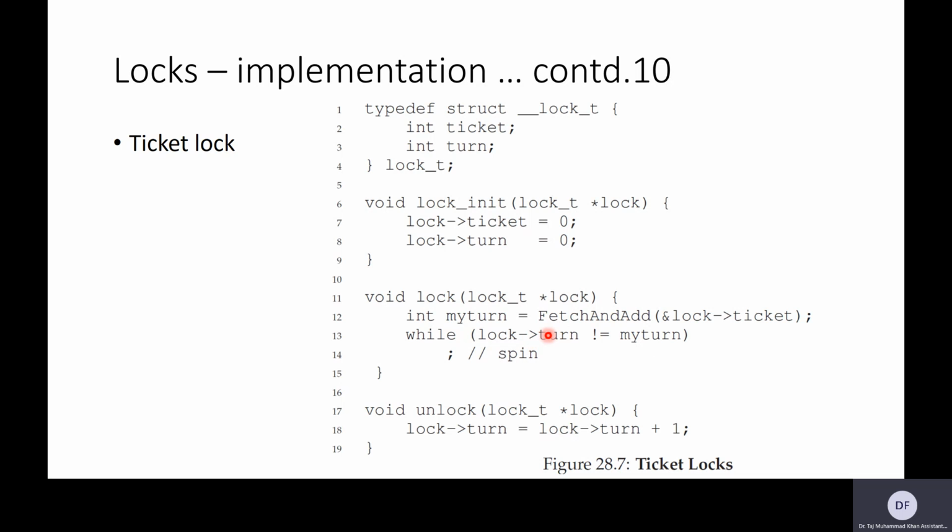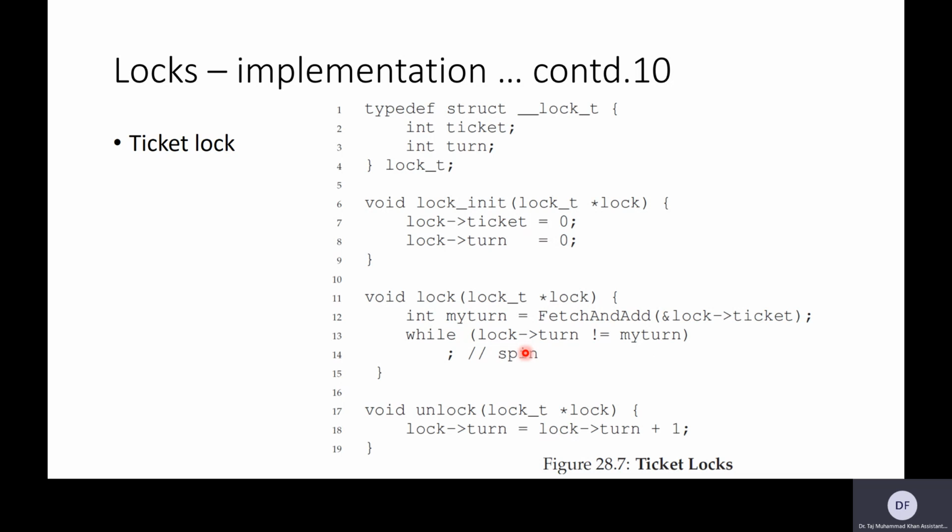Lock arrow turn is 0. Okay, it was 0 in the start and still 0. So it is not equal to my turn, which is 1 for this second thread. Okay, so this condition is true, and the second thread would wait. It will wait until its turn comes, or lock arrow turn becomes equal to my turn. Okay, so my turn is 1 and it is waiting.